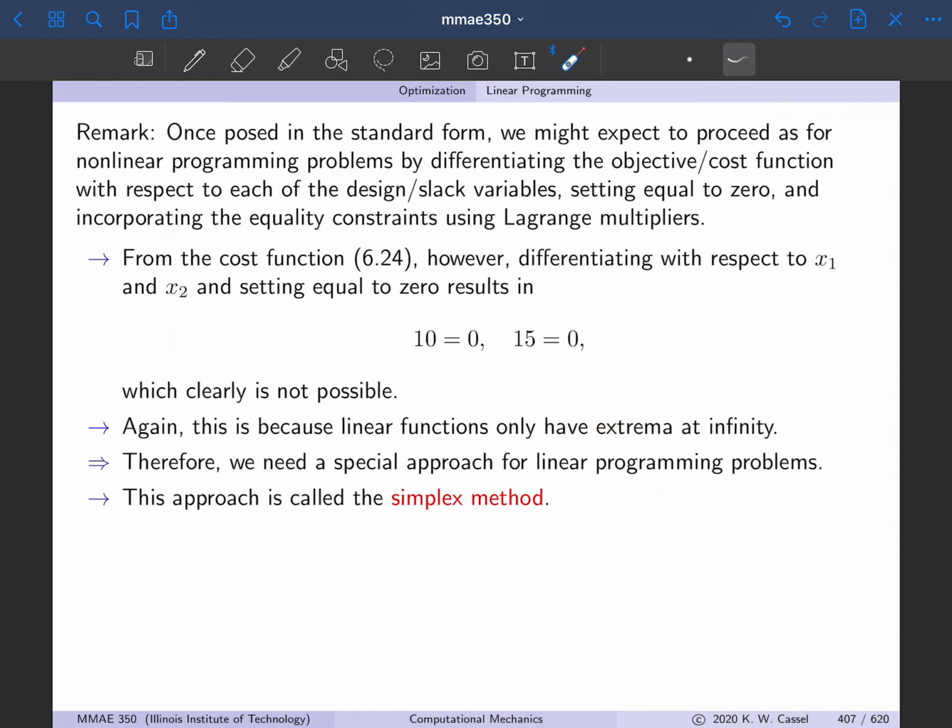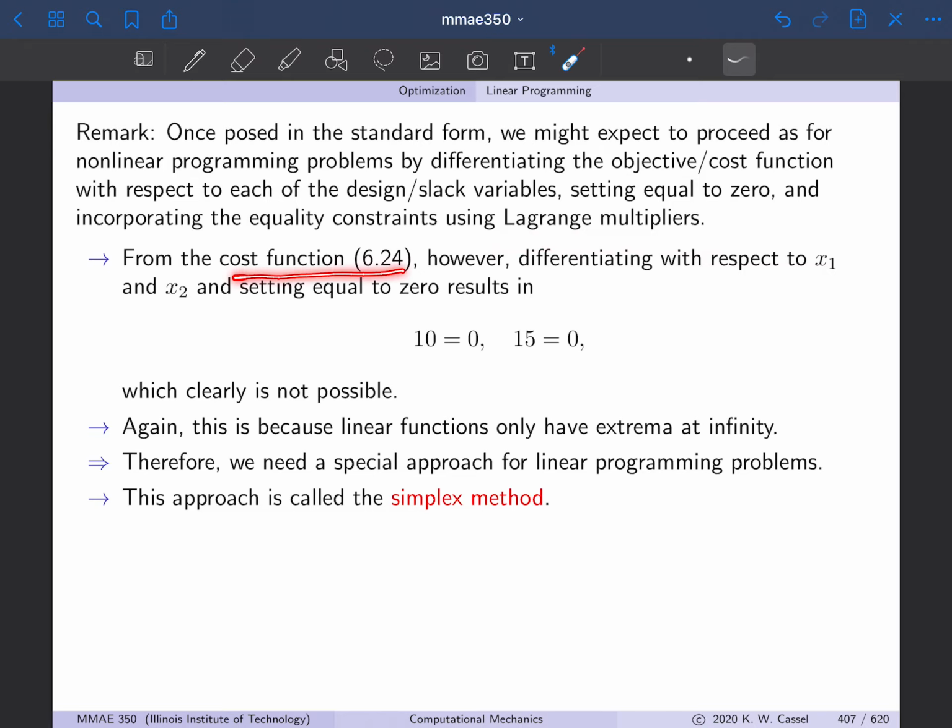All right, some comments about this. So once we put it into the standard form, which again means we no longer have any inequality constraints, only equality and positivity constraints, we might expect that we could just then do like we did for nonlinear programming and differentiate things, set them equal to 0, and go from there. If we had constraints using Lagrange multipliers and so forth, that would be great. Unfortunately, that no longer works, and I hinted at the reason for this in the previous video.